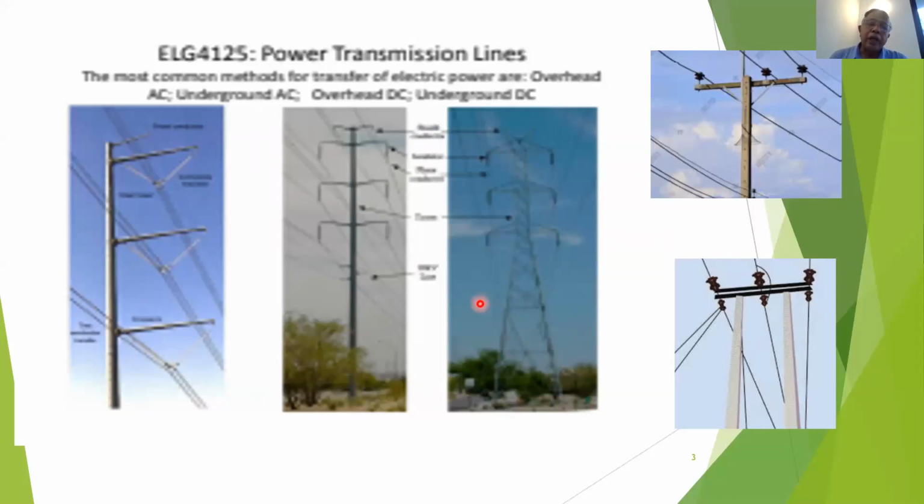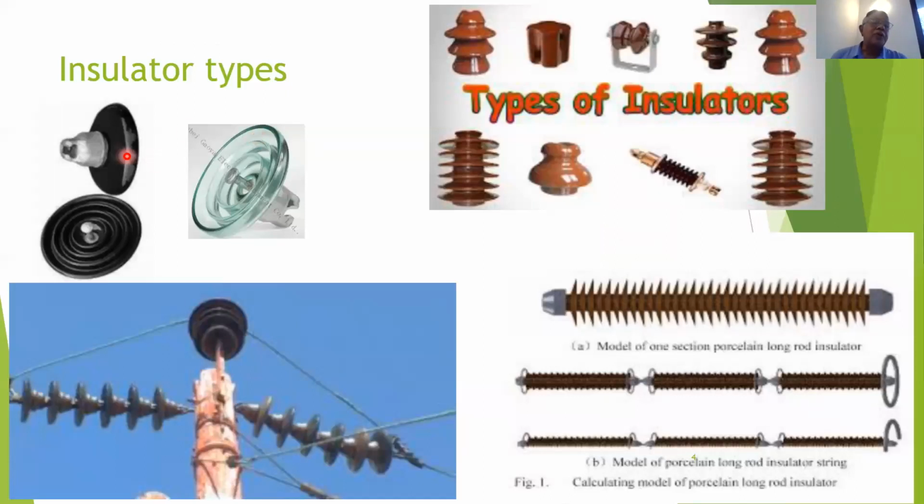And we'll come to the next slide. Insulator types. So these are the disc insulators, also called cap and pin insulators. Cap is right here and pin is here. Cap is here, pin is here. Now this clevis, the pin of the other insulator can go into this clevis and it can be locked with a locking pin. And that is how you make an insulated string.